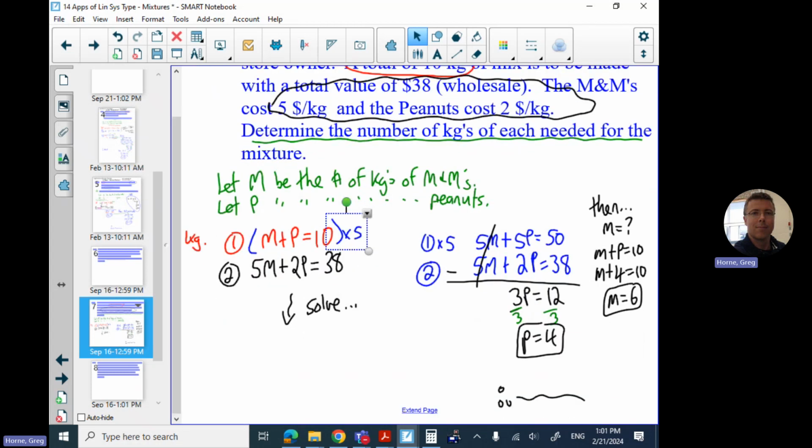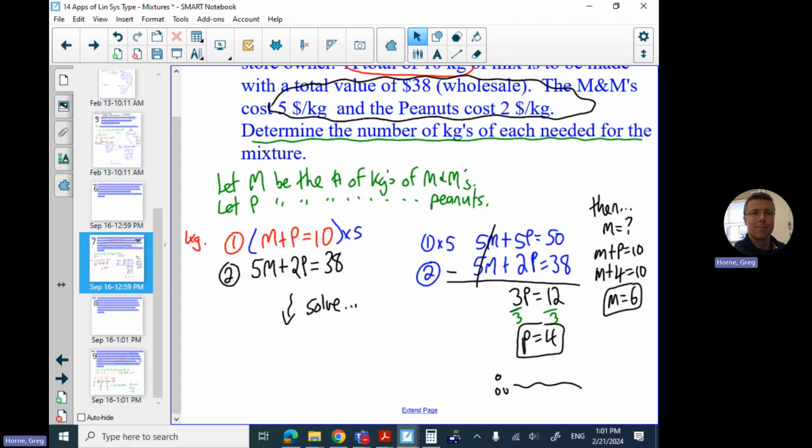So at the end here, therefore, just like I did last time, the number of kilograms of peanuts and M&Ms is 4 kilograms and 6 kilograms respectively, something like that. Okay, so that should work. It's this trick of looking at what they're asking and converting that into variables. It's almost always a cookie cutter approach.